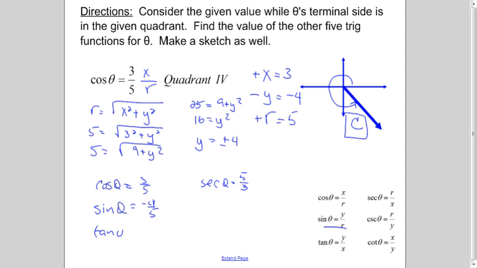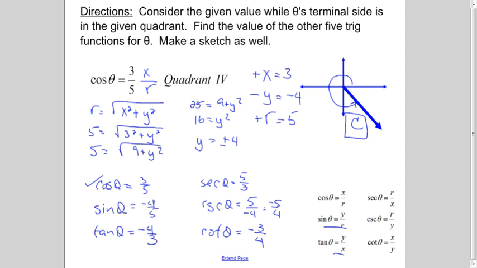Tangent of theta, looking at my chart, is Y over X. Looking up here, we see that it is negative 4/3. Nothing to simplify there. Cosecant of theta, I could look at it as the reciprocal of sine, or do R over Y, which is 5 over negative 4, same as negative 5/4. And the cotangent of theta will be the reciprocal of tangent, or I can look at my chart for the rule. Both are acceptable. I get negative 3/4.